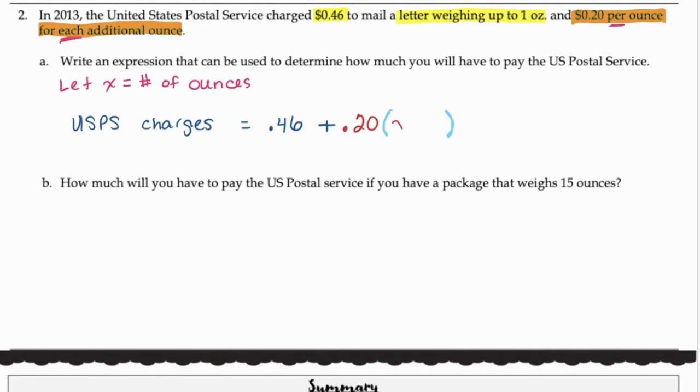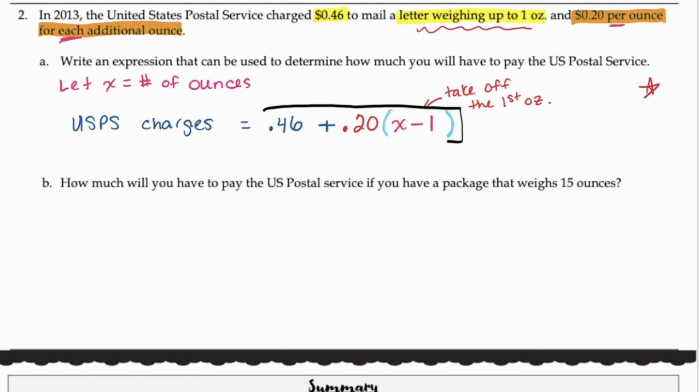So we have our X minus 1. Why am I subtracting 1 here? Because we have to take off the first ounce that they asked me to pay for. Again, this is one that's coming from a Regents that tricked everyone who did this, because you had to remember to take off that extra ounce. Once you have your expression, the next part is usually the easiest, because they're going to tell us to do some sort of evaluating. So how much will you have to pay the U.S. Postal Service if you have a package that weighs 15 ounces? So they're telling me that X is equal to 15.